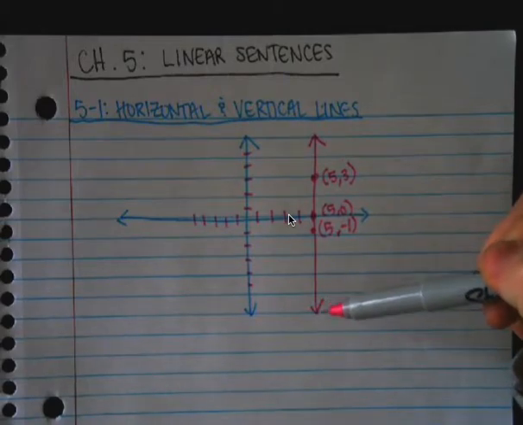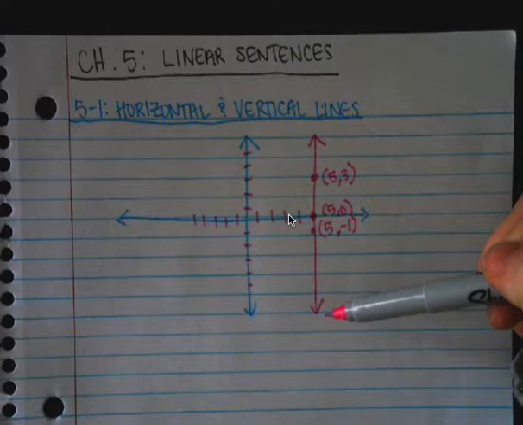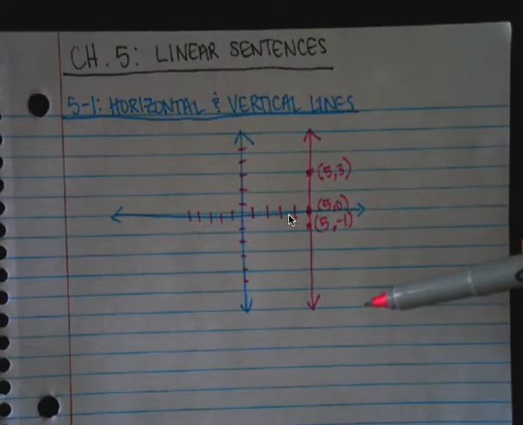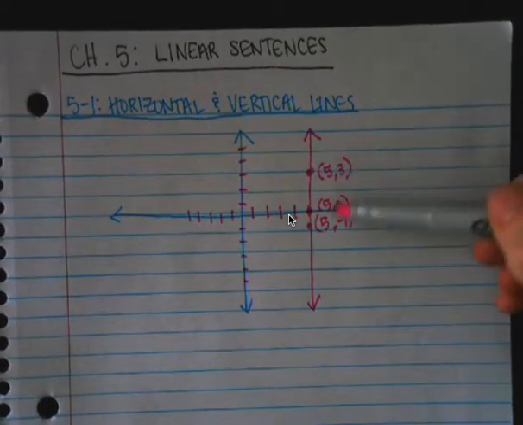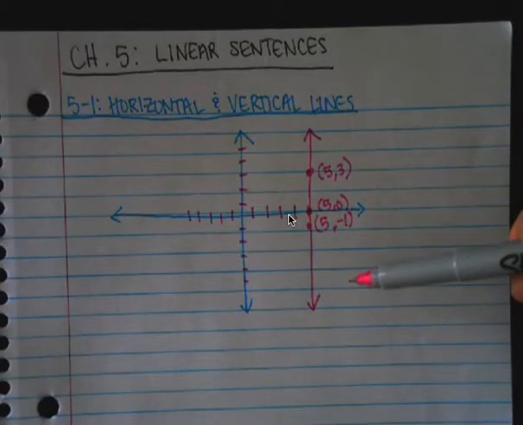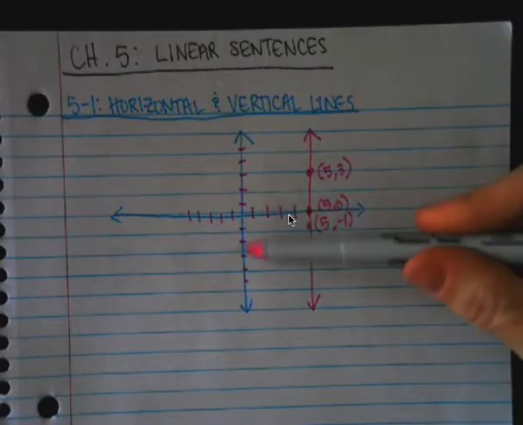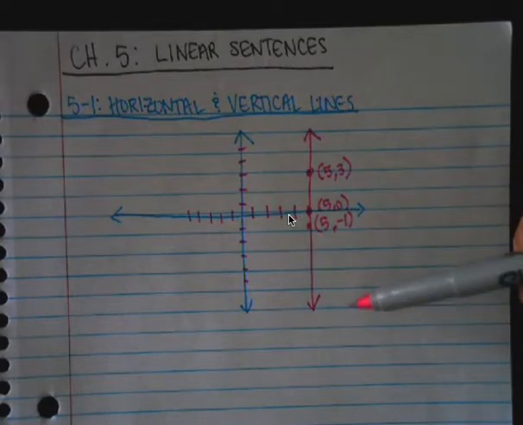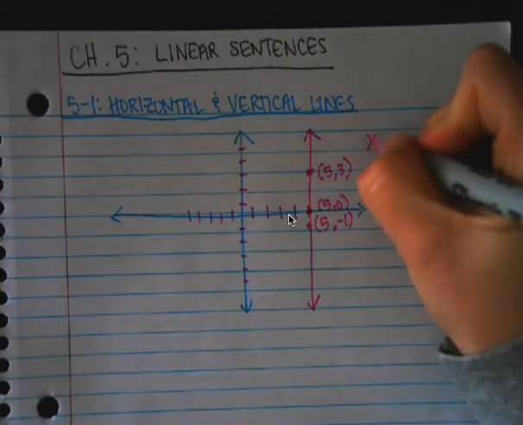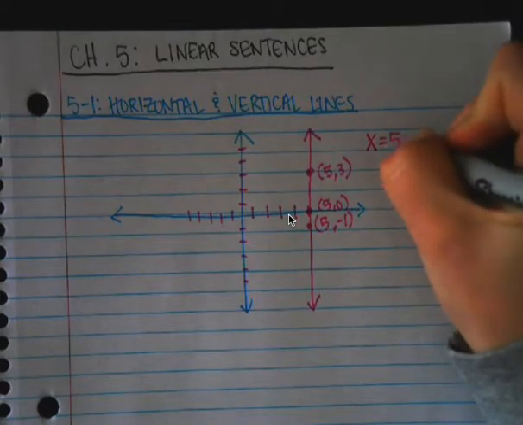But what will be the same on all of our answers, regardless of who did this, if you did it correctly, notice that my x values were all 5. Okay? That is how we figure out the equation for a horizontal line, or vertical line in this case. Same thing goes, though, for a horizontal line, as we'll see in a second. Okay? So the equation for this vertical line is x equals 5.